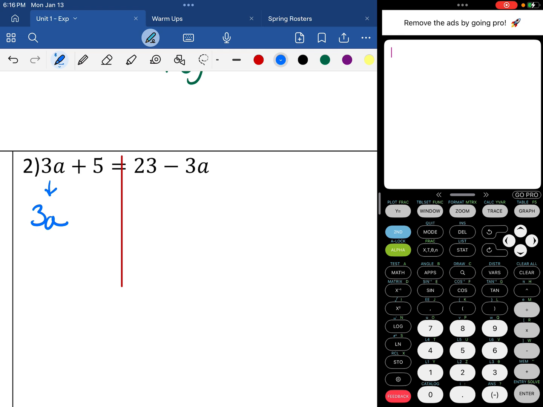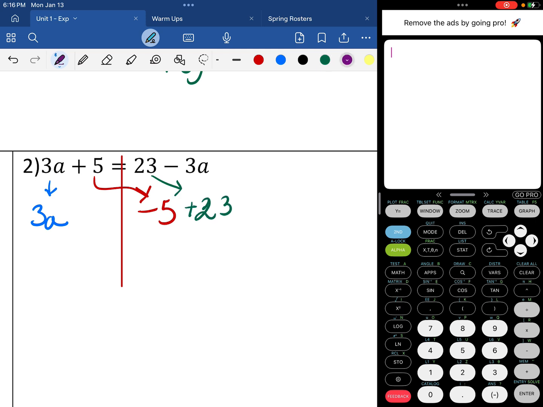5 does not have a variable, so he is going to go over there. But he's a positive 5 on one side, so when he changes sides, he's got to become a negative. Next, we get to the 23. The 23 is on the correct side, so he stays on that side.